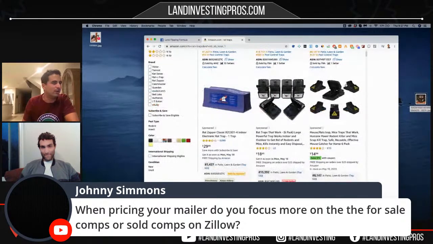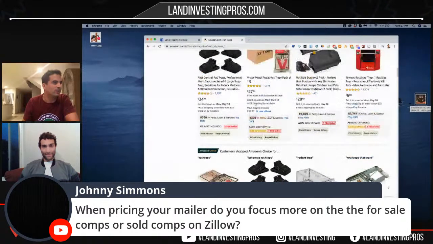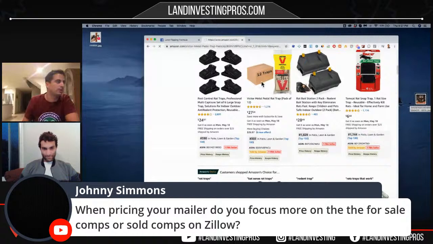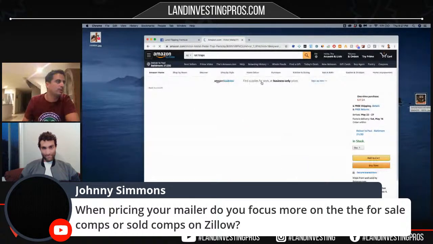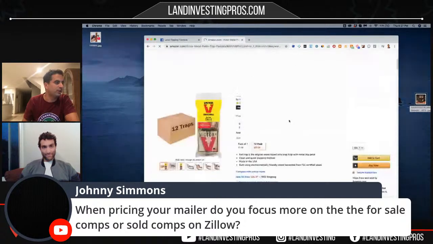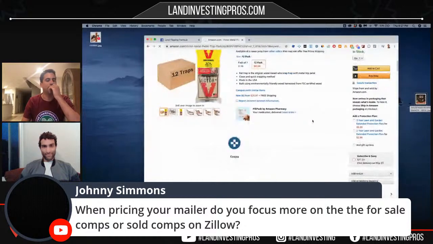So this is loading really slow, but I could take any product on Amazon, and this is just going back to looking at historical data. So this is some rat trap. Willie said rat trap. That's going really slow. But you just see this. Wait for this to load.